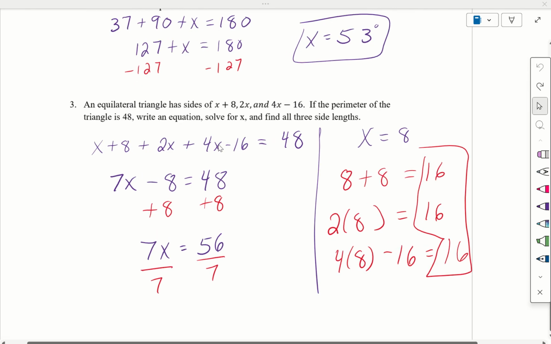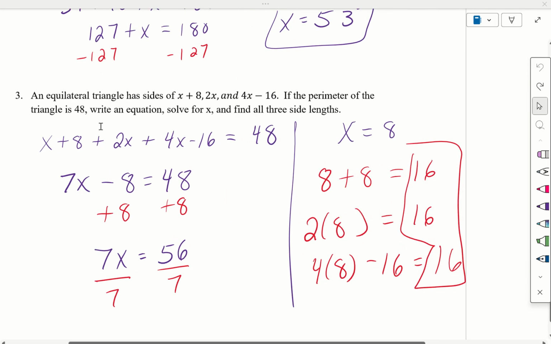Okay, here's what I did. And if you didn't do it exactly like I did, that's okay. We'll talk about it. One of the sides, x plus 8, plus the other side, 2x, plus the third side, 4x minus 16, is equal to the perimeter. When you add up all three of the side lengths, that's equal to the perimeter, the distance around the object. x plus 2x is 3x. 3x plus 4x, we get 7x. 8 minus 16 is negative 8, or minus 8, and that's equal to 48. We add 8 to both sides, we get 7x equals 56. Divide by 7 on both sides, x equals 8.